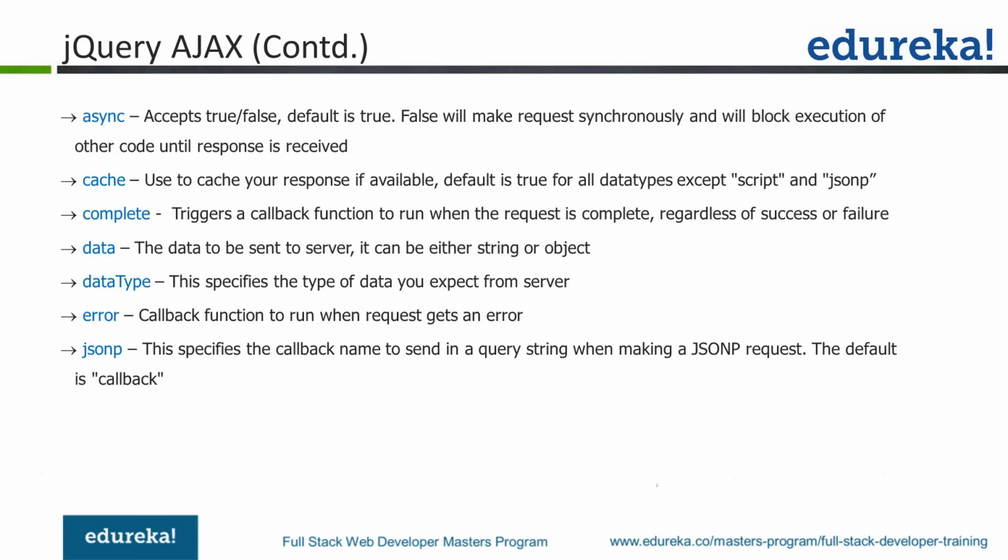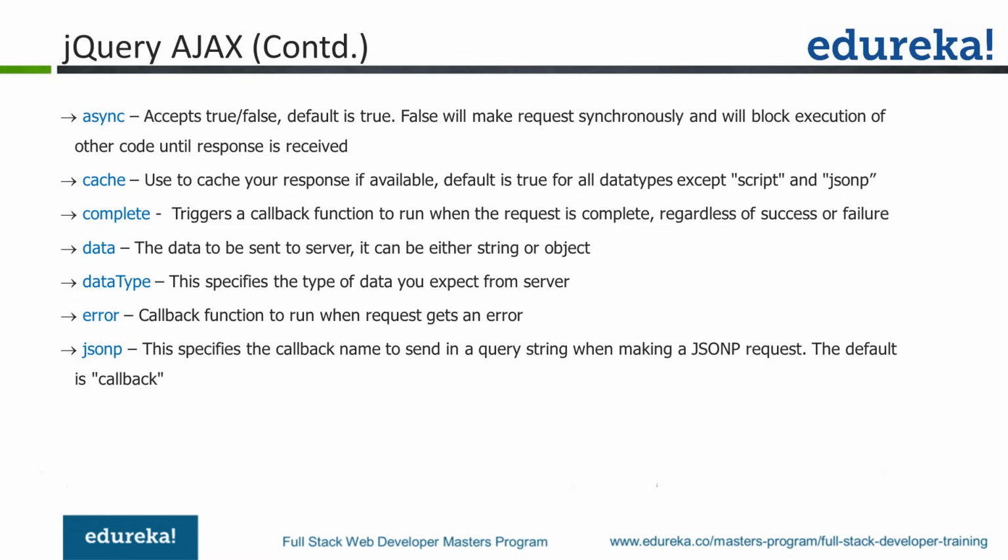So moving on, some of the options available. One of them is async. Async by default is true. So this is the asynchronous option. You can make synchronous AJAX requests as well. Now this can be a tricky question in an interview where the interviewer asks you, hey, can you make a synchronous JavaScript AJAX request? Yes, it is possible, but it will block the execution of code until the response is received.